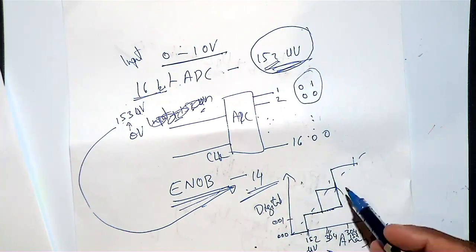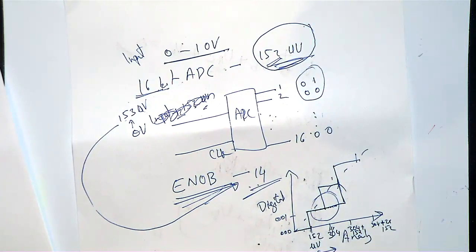You know what I mean? So this part you are missing the data. That is called a missing code. Missing code means your analog signal increased, but your digital part didn't change. That is because of the large DNL, the large differential non-linearity error. So that is called a missing code.